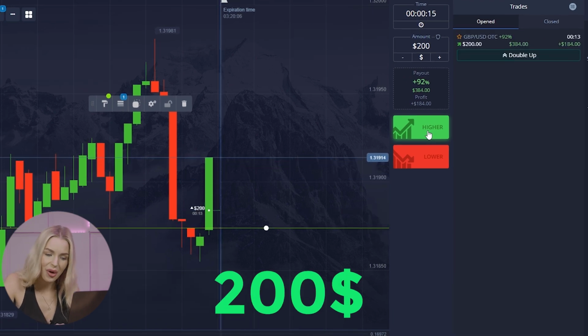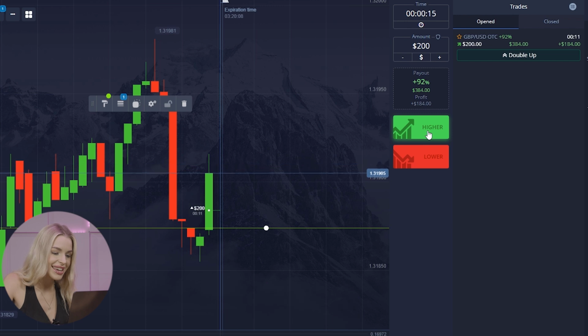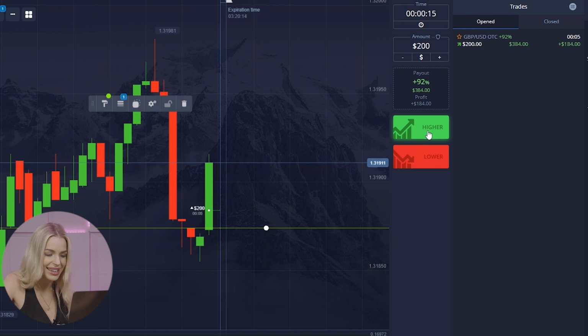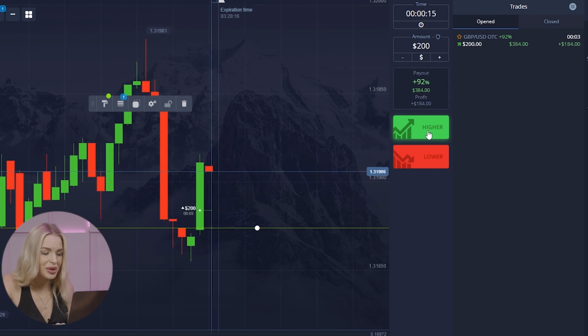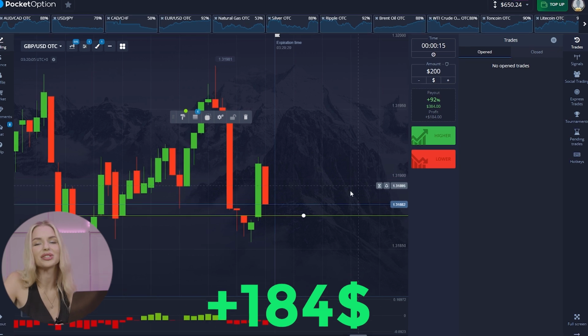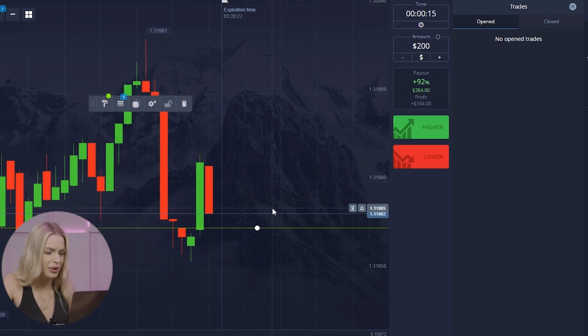Another $200 to go. Don't waste a second, just take a look. This is not an airplane or a rocket. It's our price, it has risen and it won't land. Our $200 brought us $184 net profit. And look at what's happening to the chart.